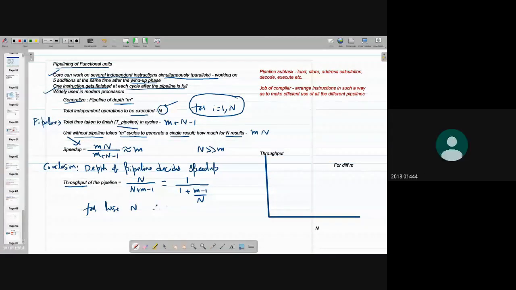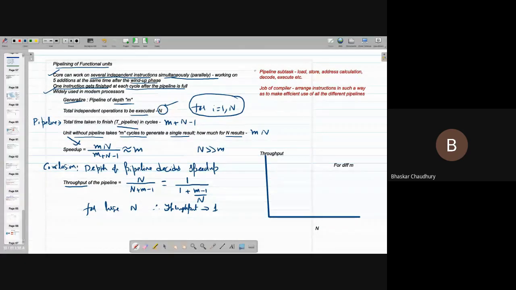Exactly. So if n is large, throughput is equal to 1. So the throughput tends to 1. Now that's a very important message actually. We'll interpret that.